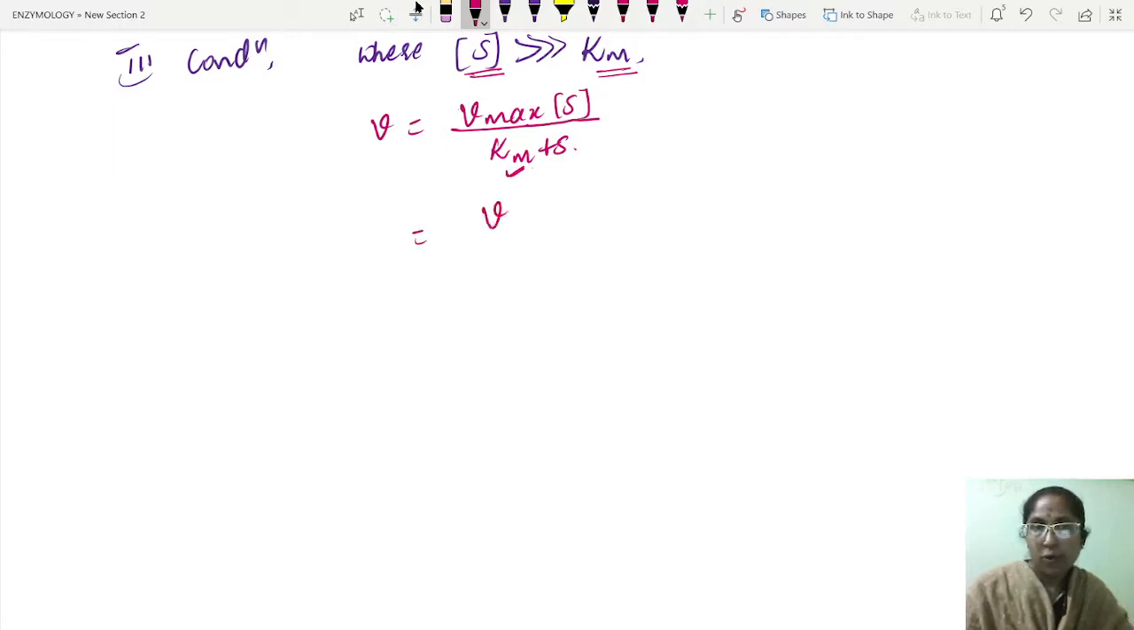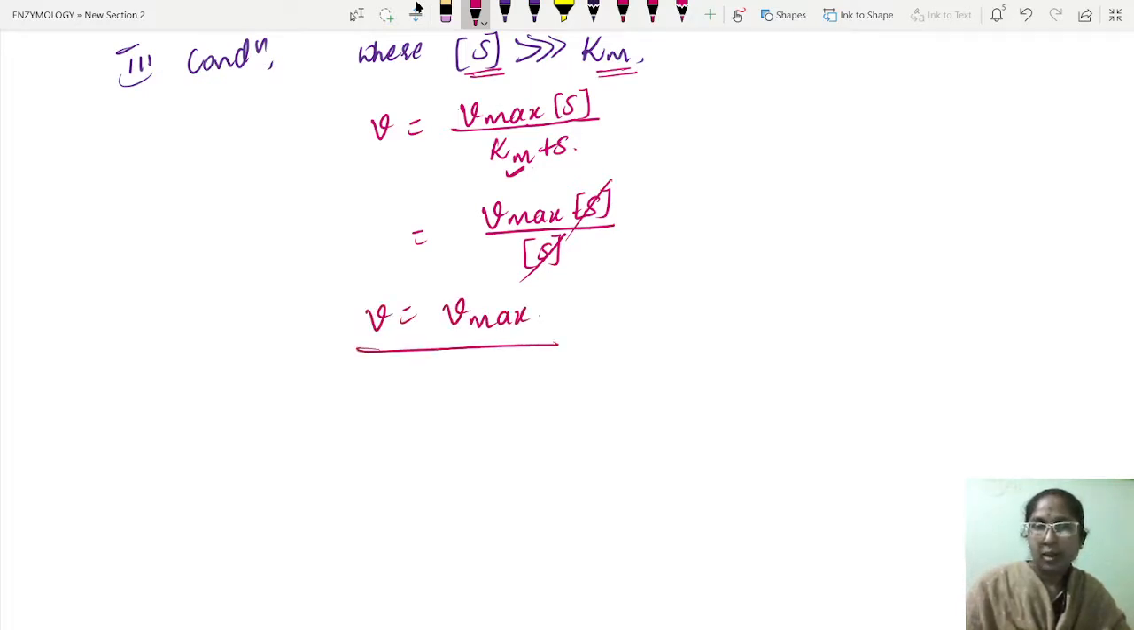So therefore, the equation becomes Vmax into S, and we are going to neglect this Km value because when compared to S, the substrate concentration, it is very less. So therefore, V is equal to Vmax.